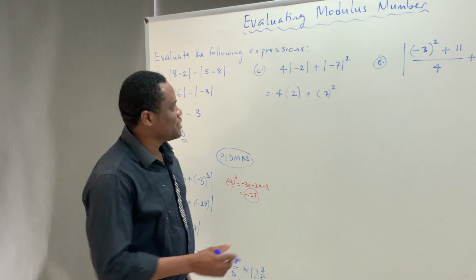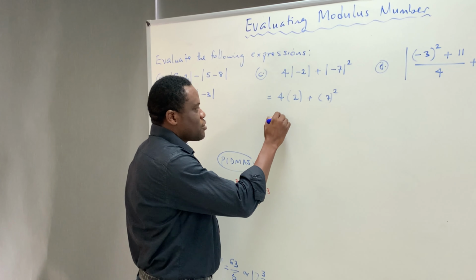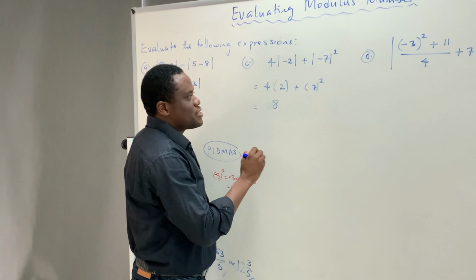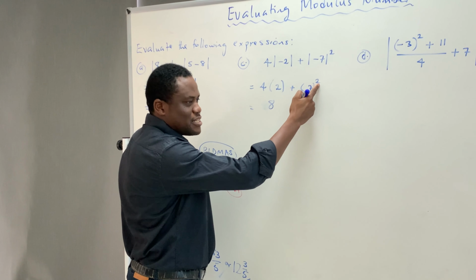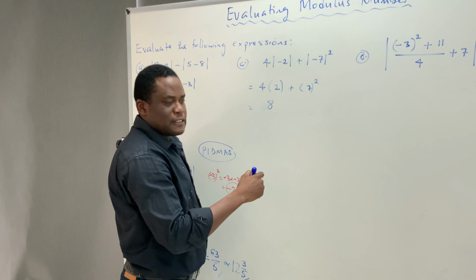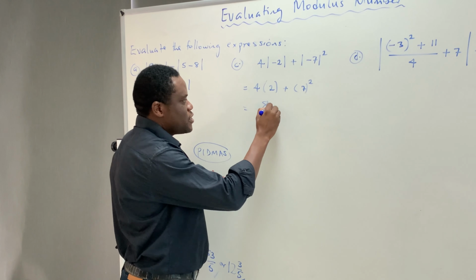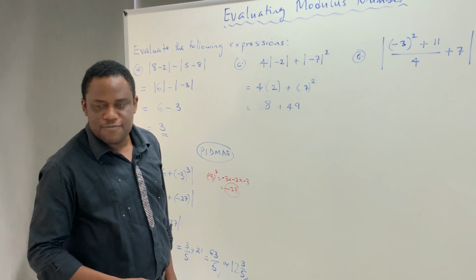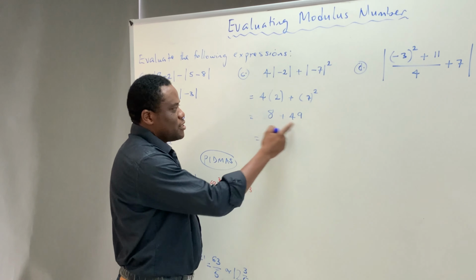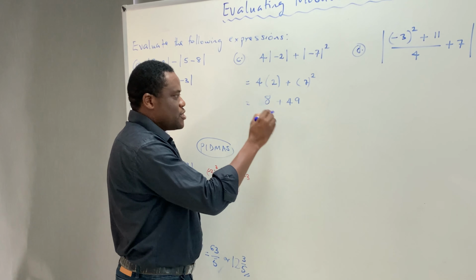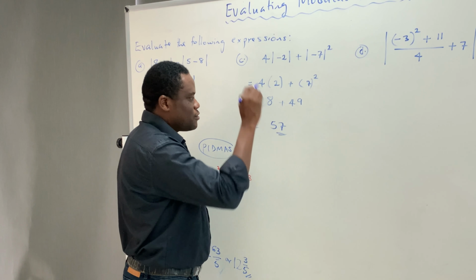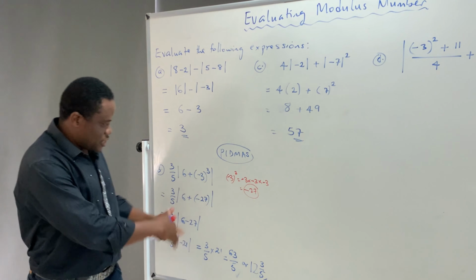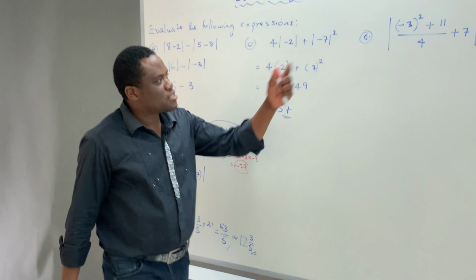Be careful here. So we now have 4 times 2, which gives us 8. 7 squared will give us what? 49. 7 times 7 is 49. And finally, this is easy. This is 57. It's easier than the previous one, right? So, of course, you can check it again and go through it again. The last question.